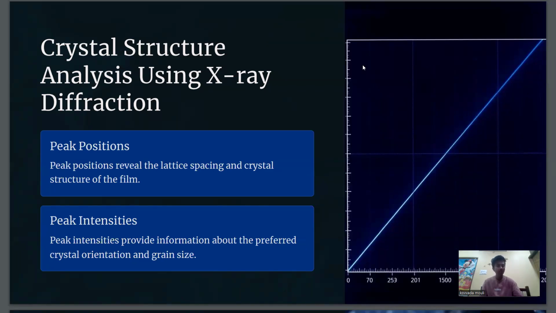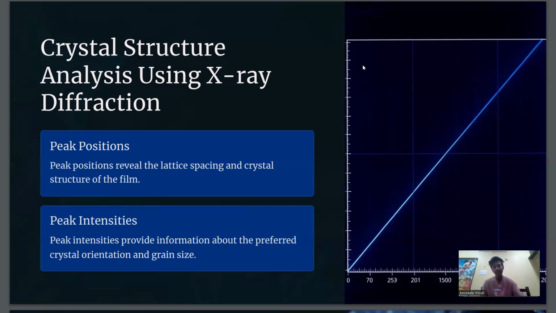The crystal structure of CoFe films. CoFe alloys primarily crystallize in a body-centered cubic, BCC, structure when iron concentration is dominant, while face-centered cubic, FCC, phases appear at higher cobalt concentrations. The lattice constant and phase stability are influenced by deposition conditions and thermal treatments.